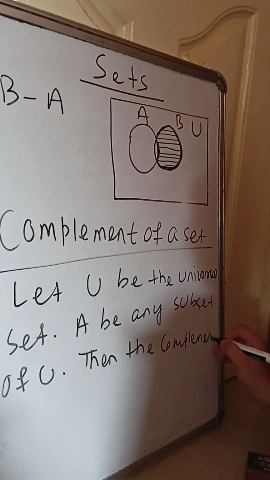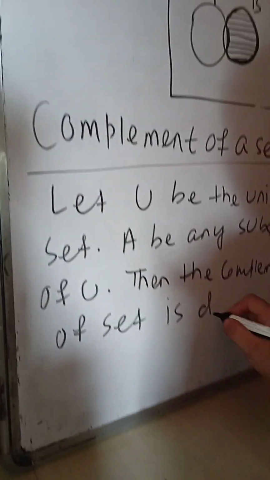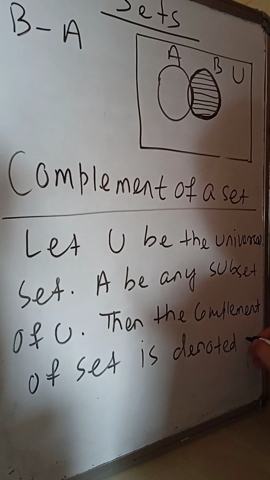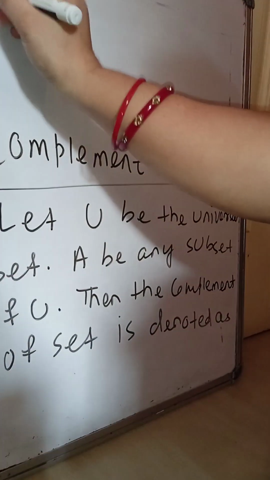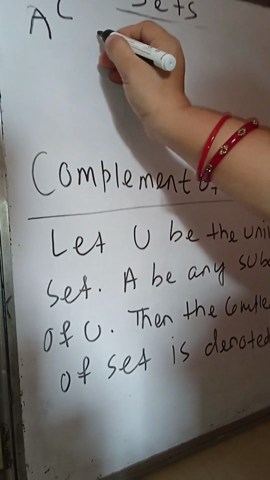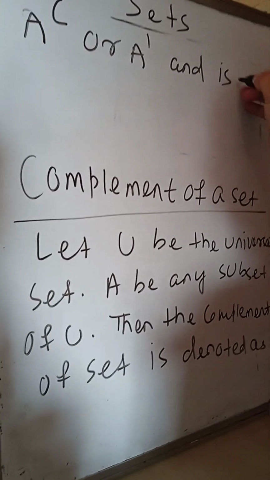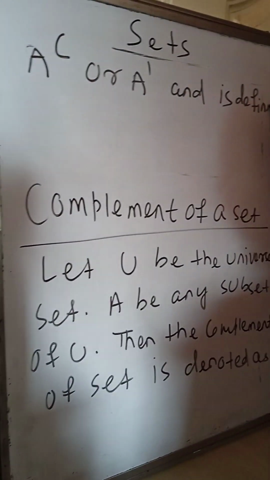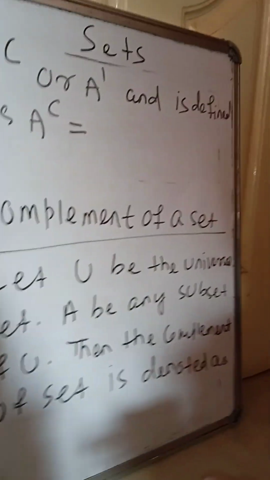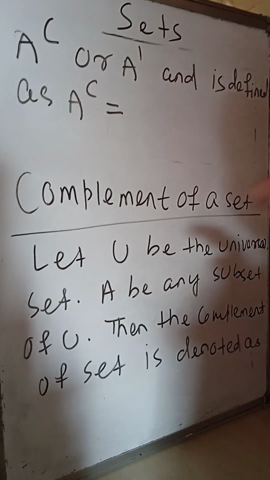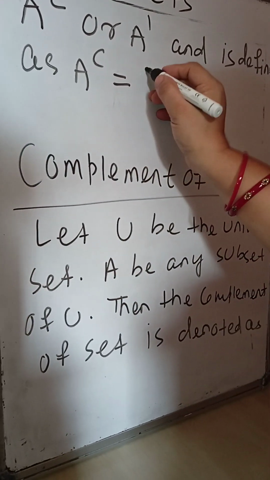Then the complement of set A is denoted as A complement or A dash, and how is it defined? A complement equals, here we will consider the elements of U, not the elements of A. So A complement is equal to U minus A.